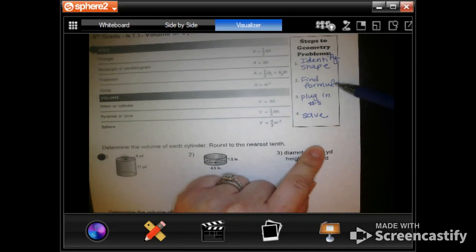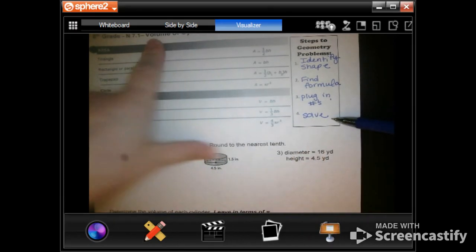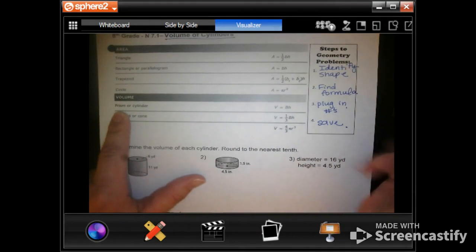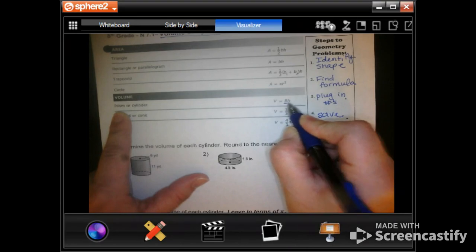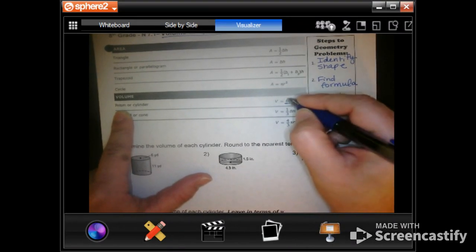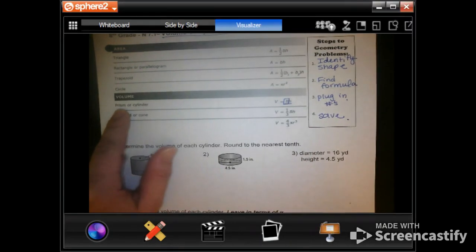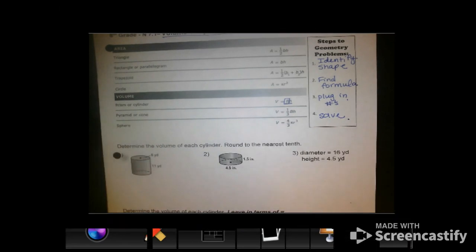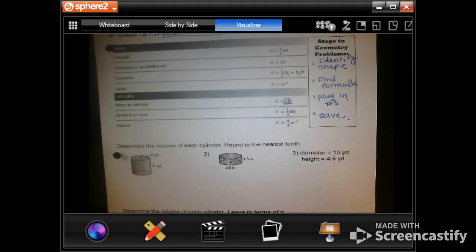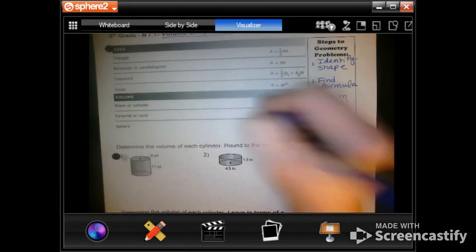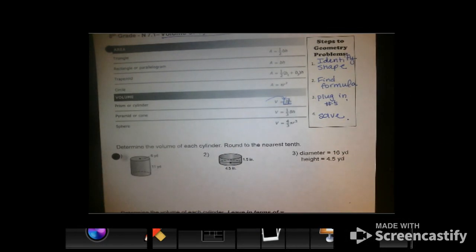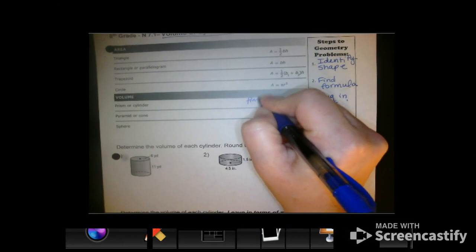Now, identify the shape, find the formula, plug in the numbers, and solve. If I am solving for volume of cylinders, my volume for a prism or a cylinder is this capital B times height. Does anybody have any idea why this B is capitalized? No. What? Oh, beautiful, Wyatt. You have to find the area. Okay, Sierra and Itzmar. So you find the area.